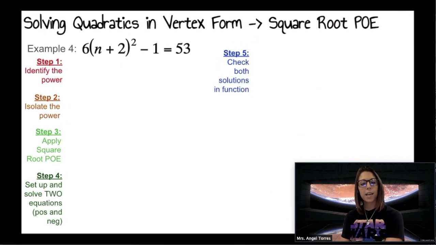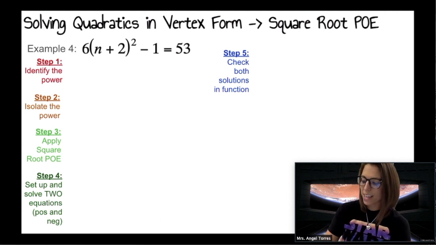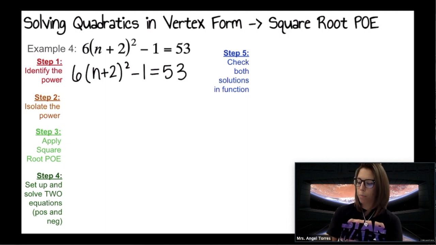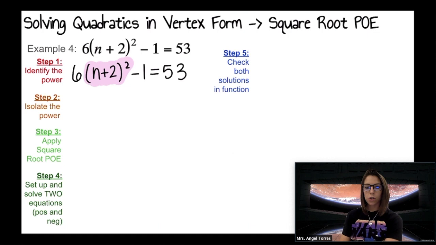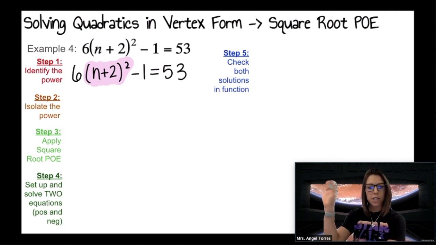Final example in our video, and this is a lot, so let me write it out. We have 6 times quantity n plus 2 squared minus 1 equals 53. So let's start by just identifying the power. The power here is n plus 2 squared. Don't worry about the fact that it has a group. Just imagine that to be a power with a variable base.